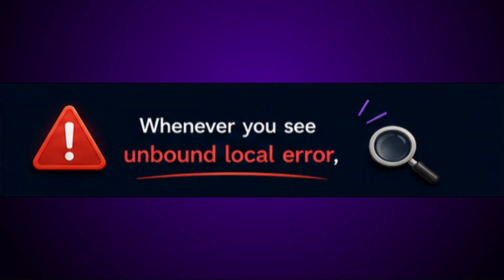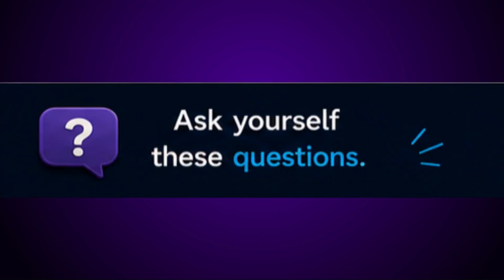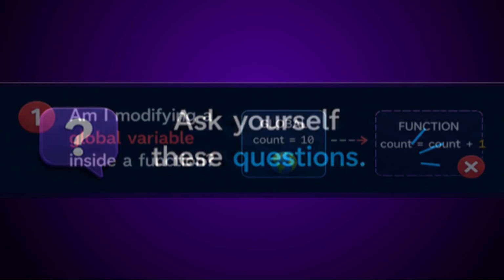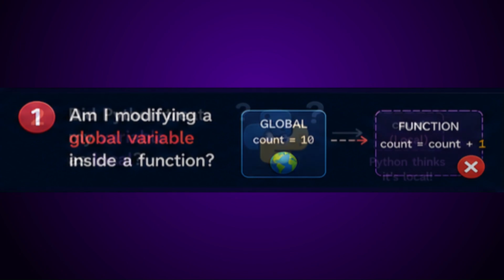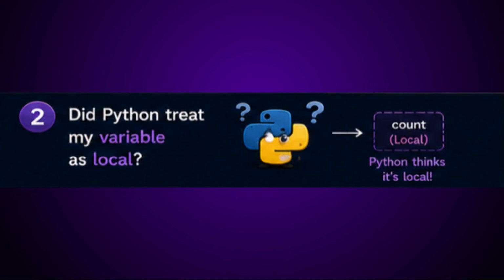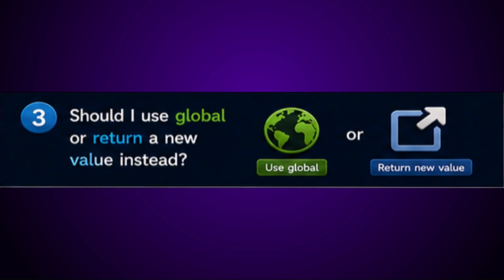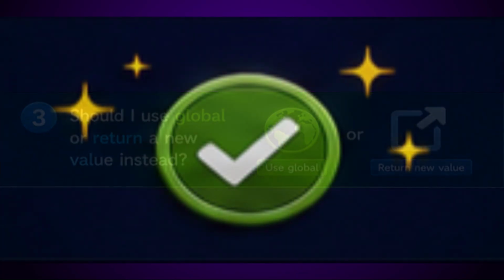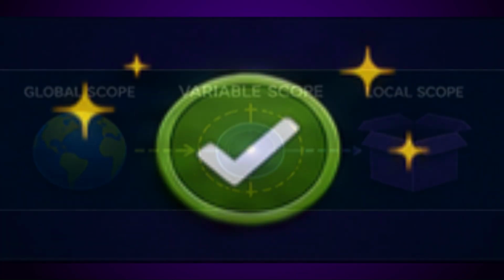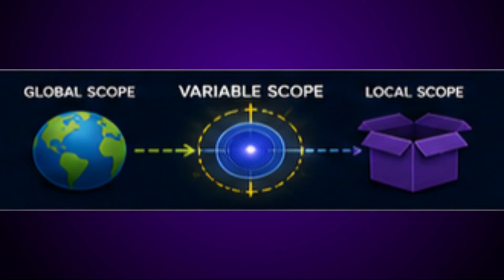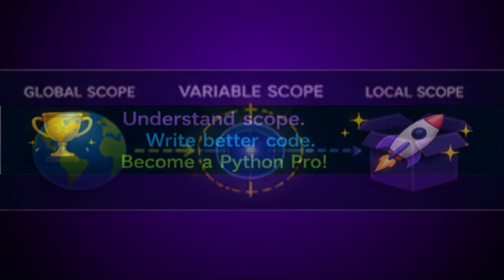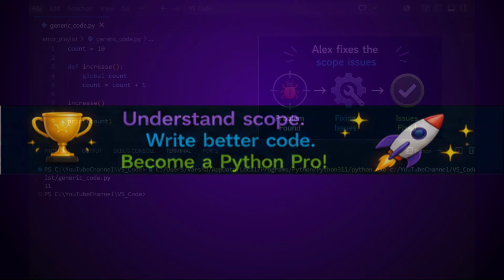Whenever you see unbound local error, ask yourself these questions. Am I modifying a global variable inside a function? Did Python treat my variable as local? Should I use global or return a new value instead? Most unbound local errors are solved by understanding the variable scope.